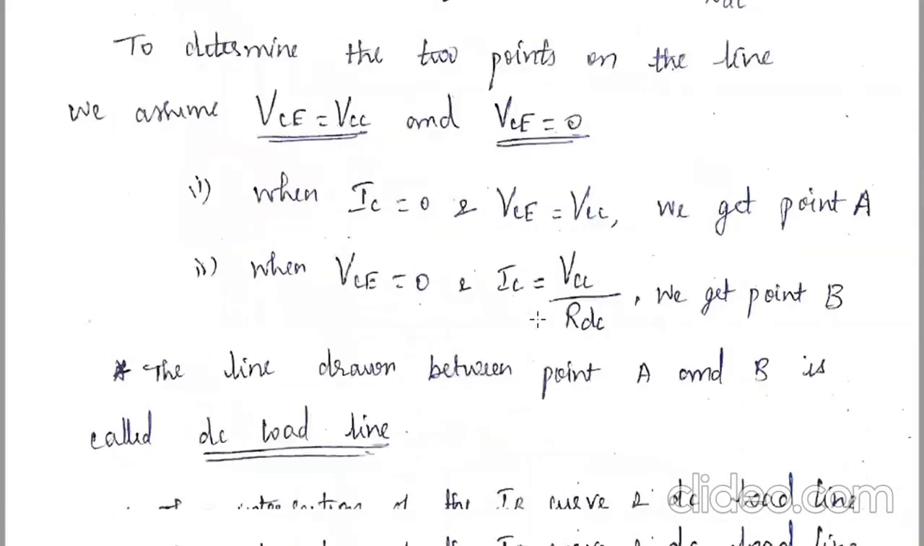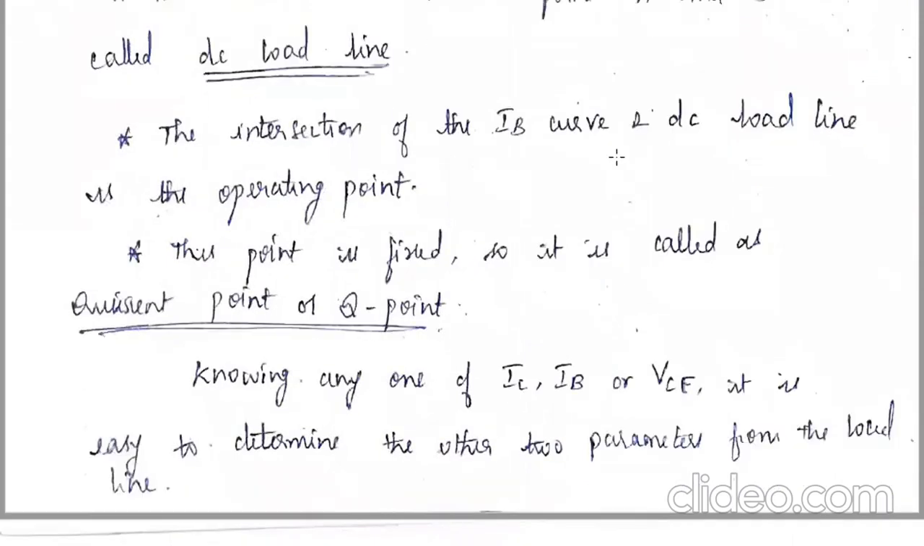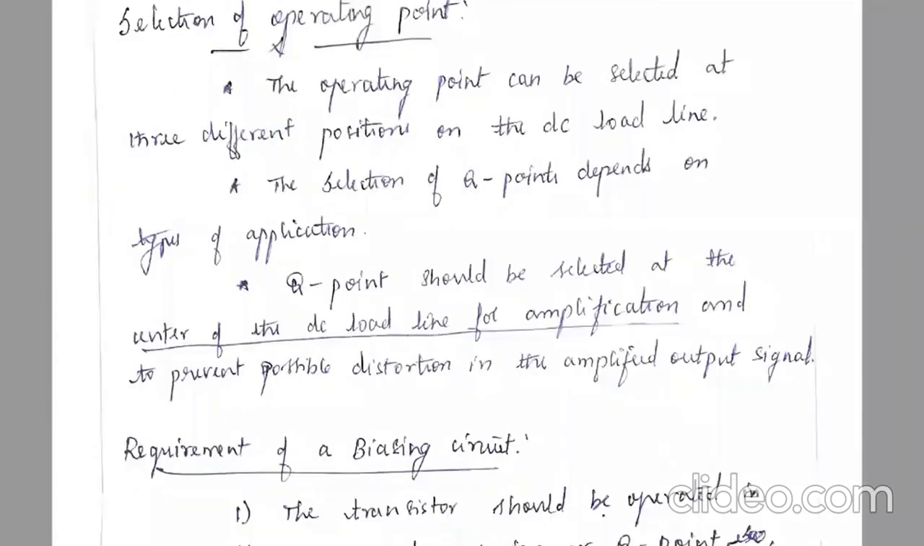The intersection of the IB curve and the DC load line is the operating point, and this operating point is considered to be the fixed point. By knowing any one value, such as the collector current IC, I can get the other two values from the characteristic curve. If I come to know the IB value, then the other two parameters can be easily calculated.